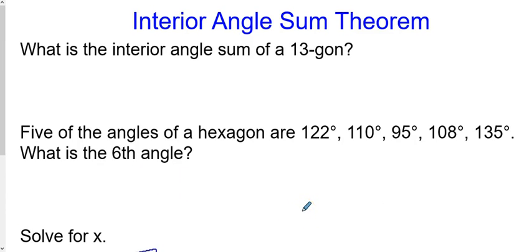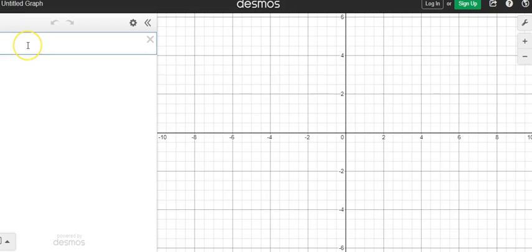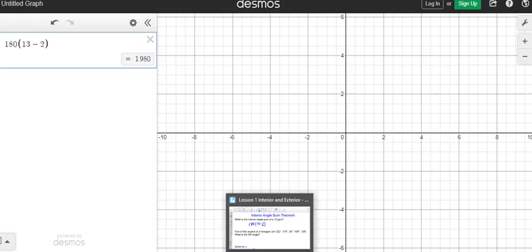So here we're asked, what is the interior angle sum for a 13-gon? Okay, so I'm just going to follow my formula. I'm going to take 180 and I'm going to multiply it by the number of sides, which is 13, minus 2. And all you've got to do now is type this into Desmos. So let's take a look. All right, so we're going to type into Desmos 180 times 13 minus 2, and we get 1,980.